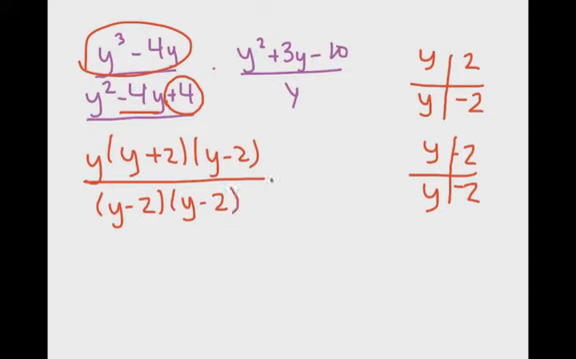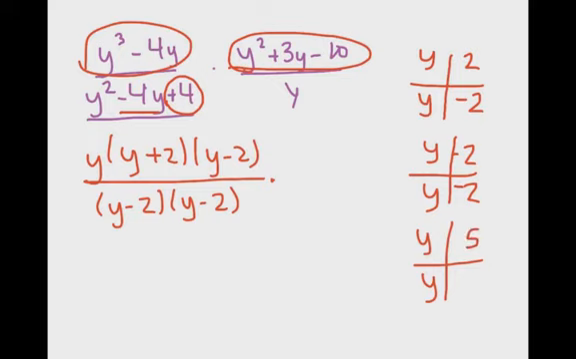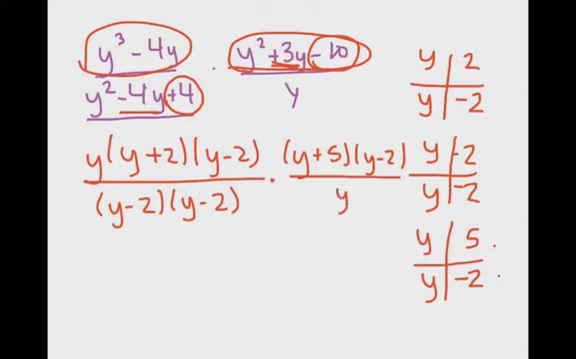Okay, now we look at this one up here, y squared plus 3y minus 10. Once again, we're going to factor that. So y and y, and then 5 and 2. We see that our last number is negative, which means one of the numbers over here needs to be negative. Our middle number is positive, so the bigger number is positive, so 2 is going to be negative. So we have y plus 5 and y minus 2. And then y on the bottom here cannot be simplified any further, so we just leave it as y.